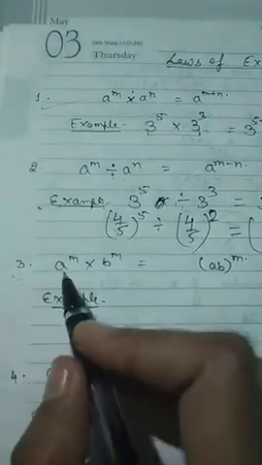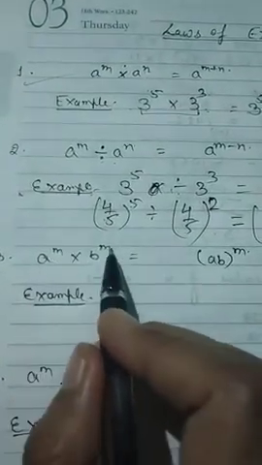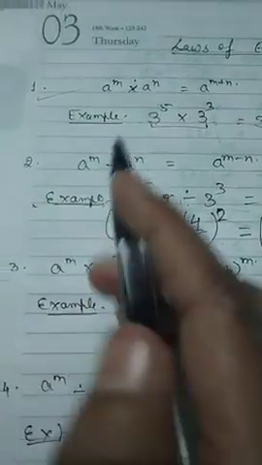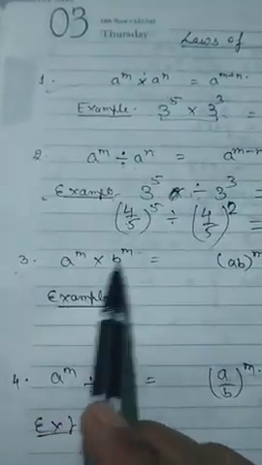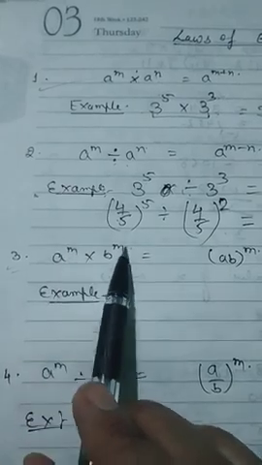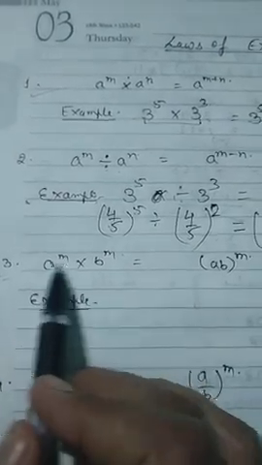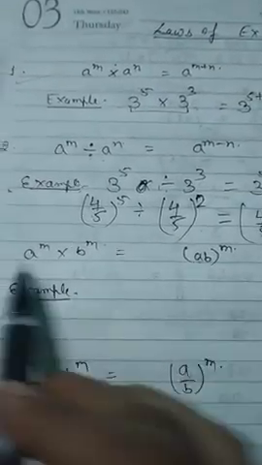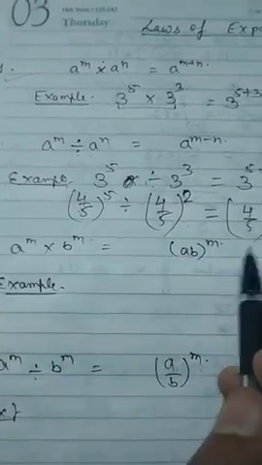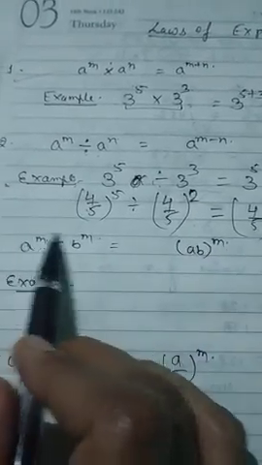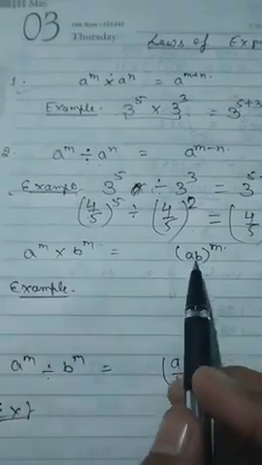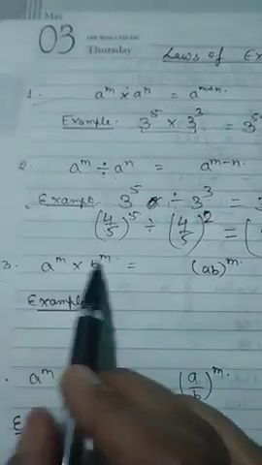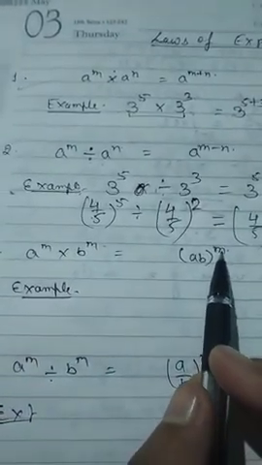Similarly, the third law says that if the bases are different but the powers are same, you can see here. Here the base was same but the power was different. But here the bases are different but the power is same. In this case, we will multiply these two bases, a into b, and write the whole thing to only one power. No need to add the powers here because the bases are different. We will multiply the bases and write one power.